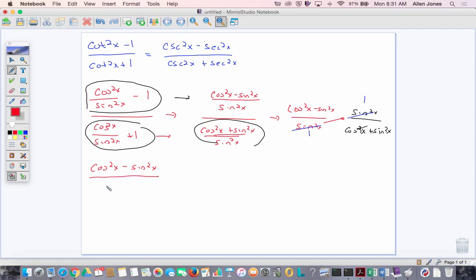And again, I did not change the bottom to my Pythagorean identity because I wanted to have that addition sign. So I have cosine squared plus sine squared in my denominator. Obviously very close to this, but not quite the same thing. But cosines can be changed to secants, and sines can be changed to cosecants. So we'll go ahead and make that switch as our next step. Cosine squared is 1 over secant squared. Sine squared is 1 over cosecant squared.